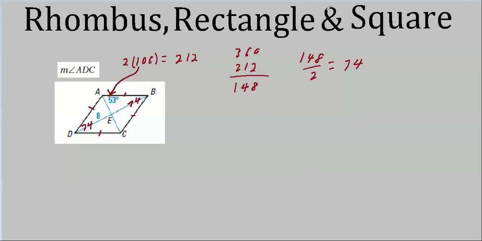Most of these problems, you're just going to have to keep in mind that for a rhombus, the diagonals are angle bisectors. It's not true for a rectangle, but it's true for a rhombus. And don't forget that a square is also a rhombus, so it shares the properties of a rhombus.